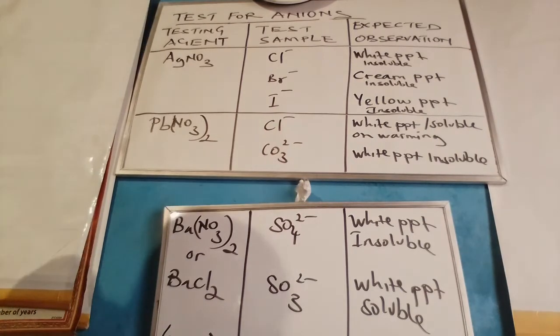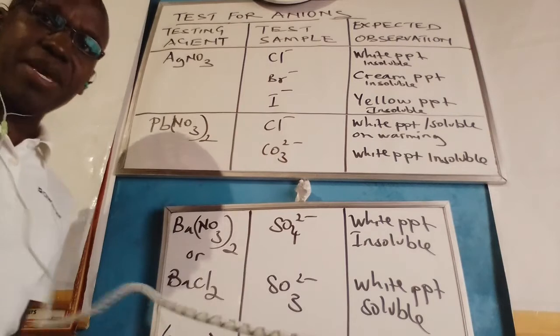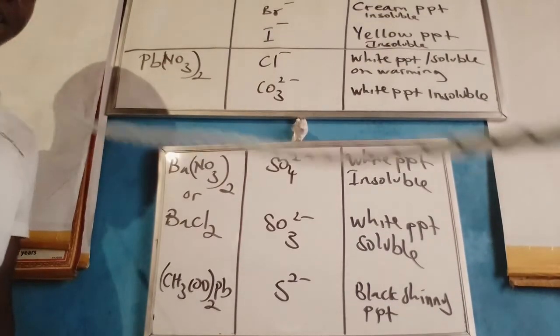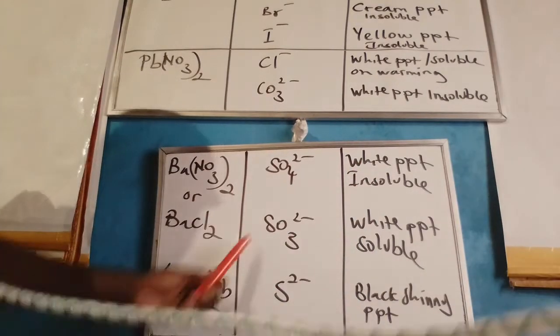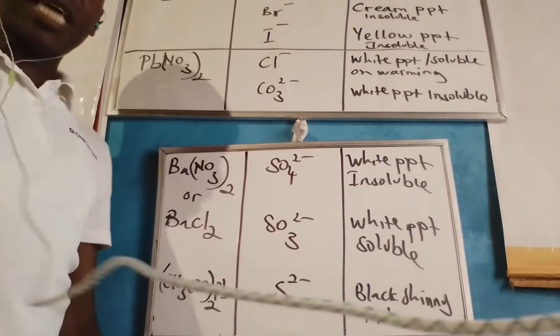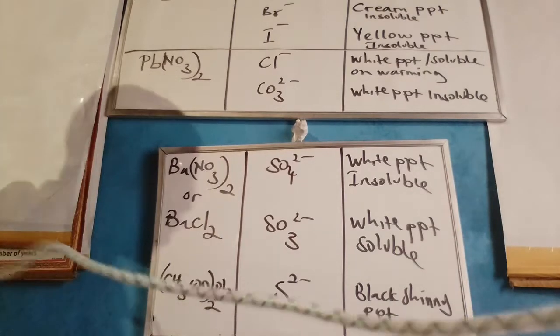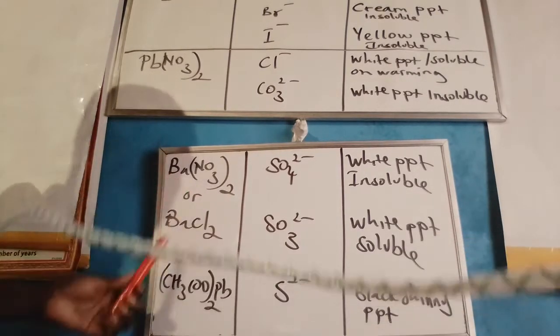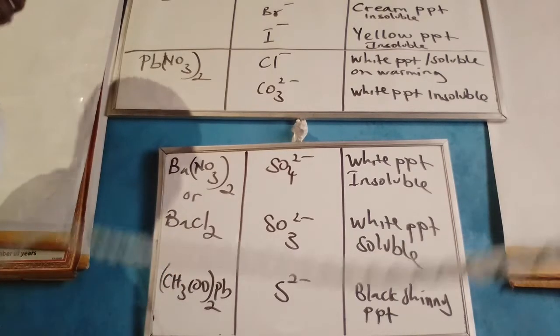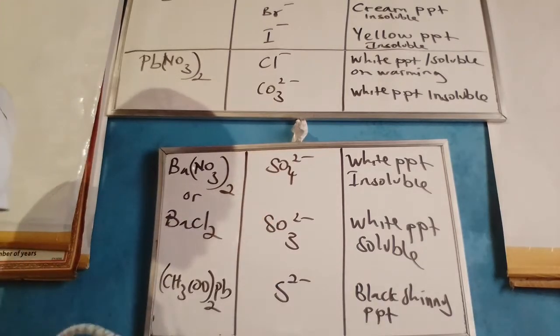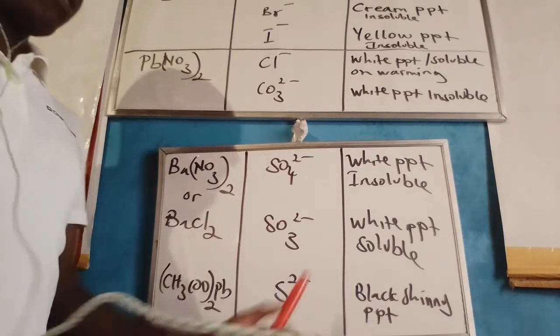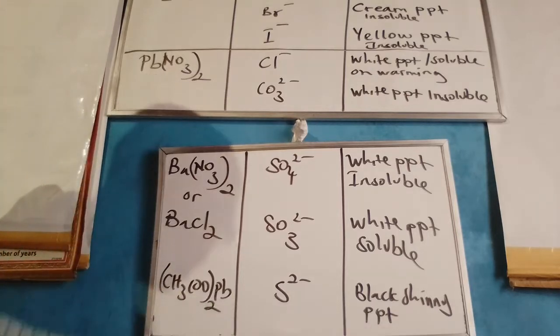Next, we have a barium solution. Barium solution may be in the form of barium nitrate or barium chloride. Now, whichever it is, barium solution is used for the testing of sulfates and sulfides. In this case, the sulfate ions will form white precipitates which are insoluble, while the sulfide ions will form white precipitates which are soluble. Remember, barium solution is either barium nitrate or barium chloride, and they are effectively used for the testing of both sulfate and sulfide, where the sulfates form insoluble white precipitates, while the sulfides form white precipitates soluble in excess dilute nitric acid.